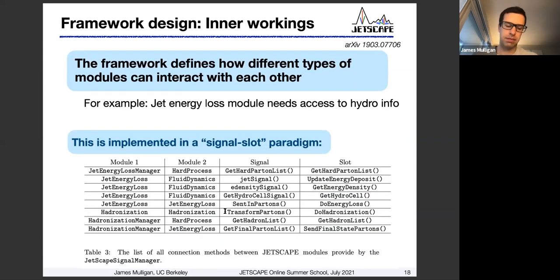With that in mind, the framework does one very important thing, which is to define how different types of modules can interact with each other. This is based on physics considerations. The jet energy loss module, for example, needs access to the hydrodynamic information of the medium, and so there has to be some way for that information to get transferred. The way that we've implemented this in JETSCAPE is that the framework itself defines the allowed ways for that information transfer to occur. We try to set it up with a minimal set of assumptions, and this can of course be modified as needed if there are some new connections that are needed. But we implement this in what's called a signal slot paradigm. It basically defines in what cases two different modules can interact with each other, and defines an interface for how you would actually read the information coming from one module in another module.